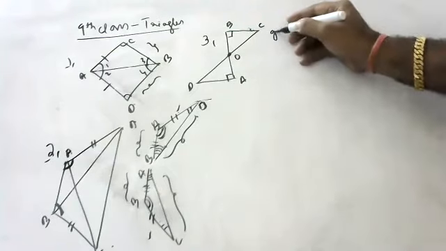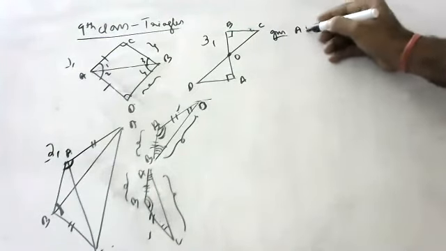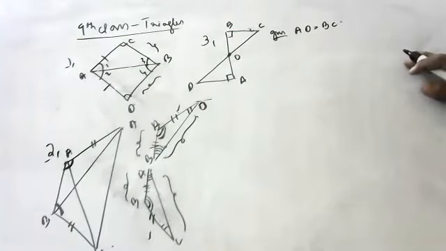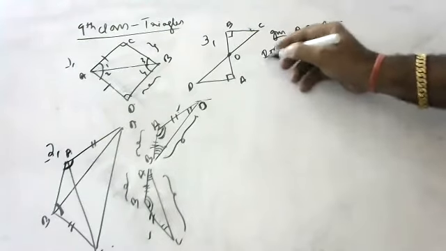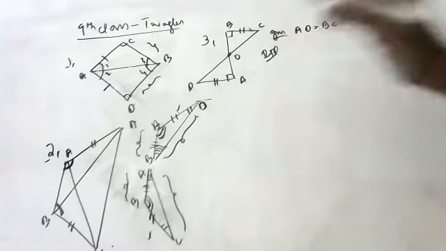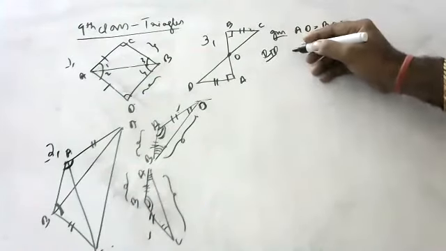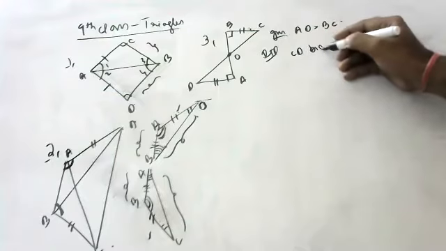Given, children. See here, I'm writing: given AD is equal to BC, and AD and BC are equal perpendiculars to a line segment. So we have to prove that. Required to prove: children, they said only this, that's all. We have to prove that CD bisects AB.